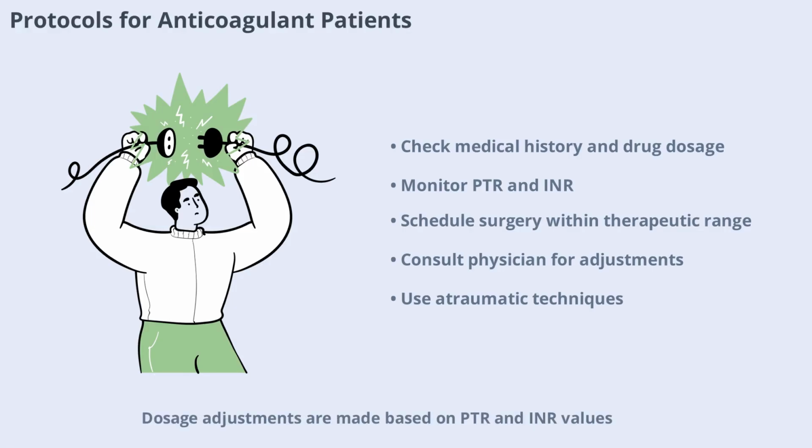Dosage adjustments are made based on PTR and INR values, with invasive procedures delayed if levels are too high. Physicians are consulted for dosage modifications, and atraumatic surgical techniques are used to control postoperative bleeding. Anticoagulant dosage can be regulated back within 48 to 72 hours in consultation with the physician.